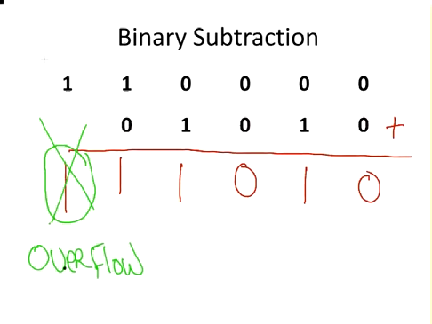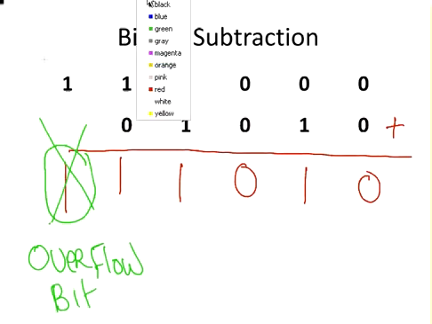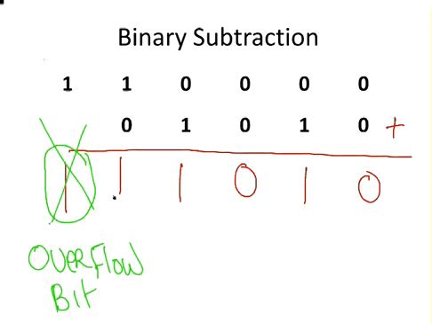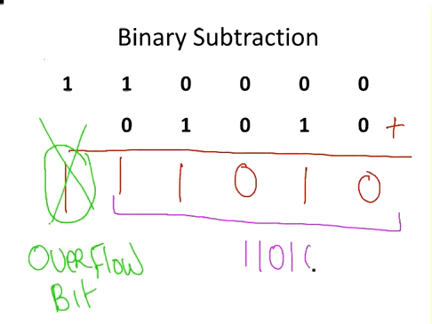And the answer is the number that we've computed without the overflow bit. So this is actually our answer here: 1 1 0 1 0. And if you check, that is actually equal to 26. So that is the answer we were looking for, 26, 1 1 0 1 0. And so that's how we would do a 2's complement binary subtraction, and that ends our presentation.